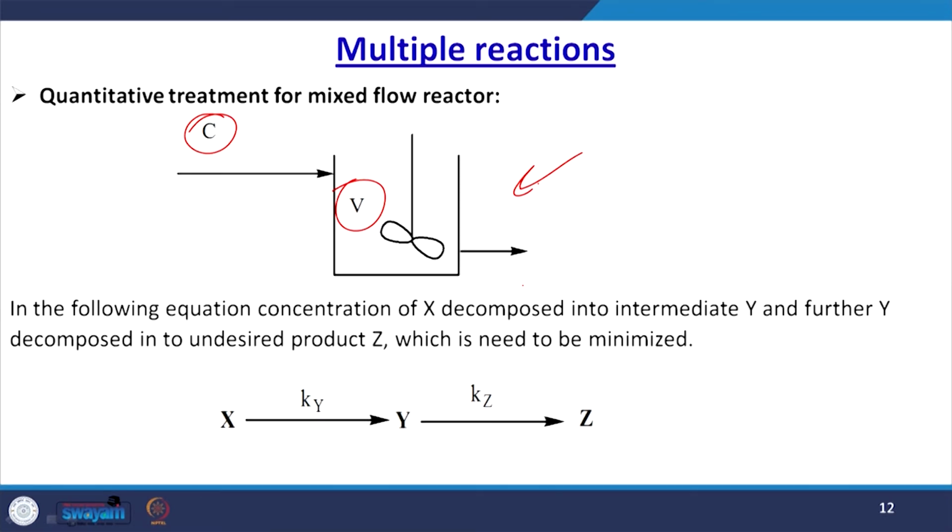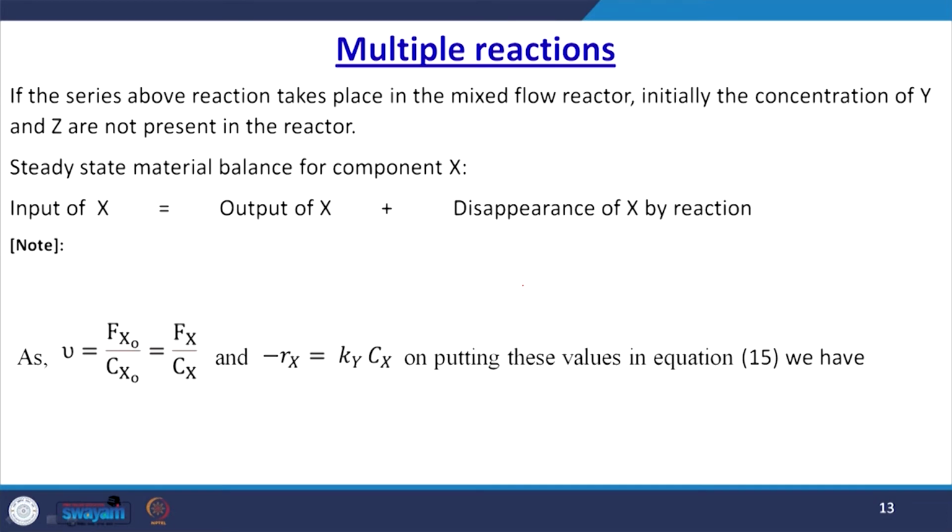Now again we are coming back to our original equation, where X decomposes into the intermediate Y, and further Y decomposes into the undesired product Z, which as per the requirement needs to be minimized in due course of time. So, if the series of the above reactions takes place in a mixed flow reactor, initially the concentrations of Y and Z are not present in the reactor. Initially only X is present.